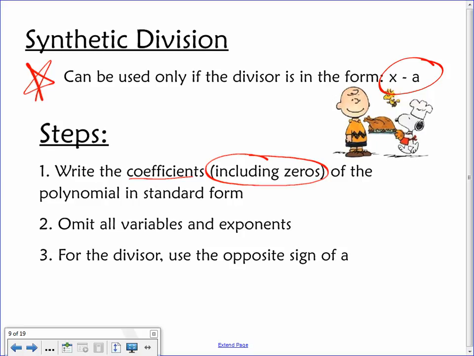Make sure it's in standard form. You will omit. What's omit mean? Get rid of. Take away. Omit all the variables and all of the exponents. I don't need to mess with any of them, which is why I like this process. For the divisor, you will use the opposite sign of a. In other words, you're using the answer.